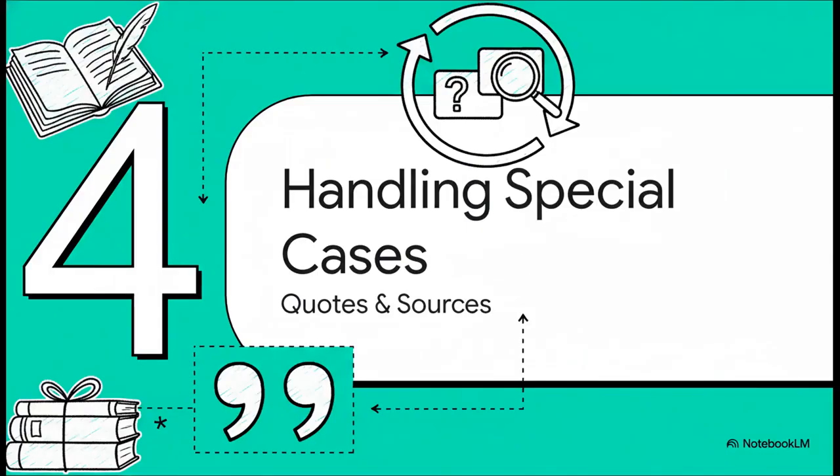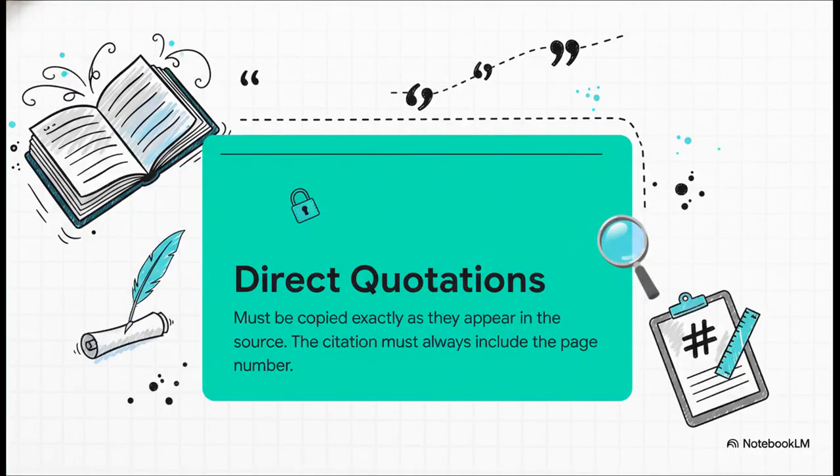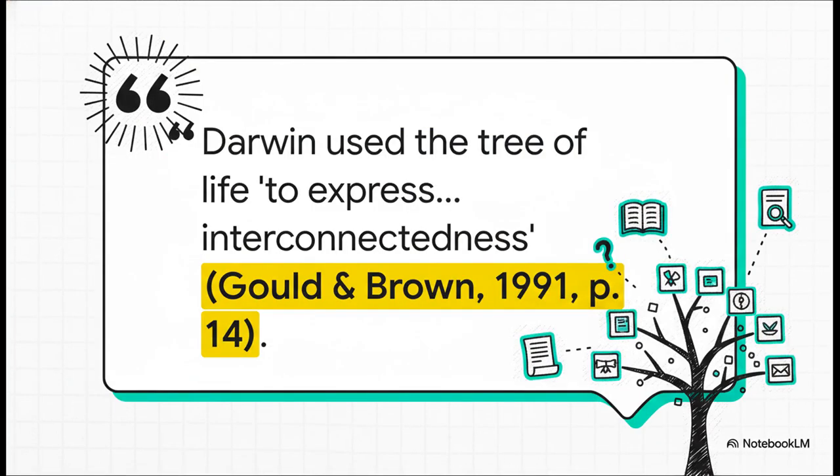Okay, you've got the basic signposts down, but what about those trickier situations? Like when you're quoting someone word for word, or you're talking about a source that you haven't actually read yourself. When you use a direct quote, the rule is simple and it is absolute. You have to copy it exactly as it appears in the original. I mean, word for word, comma for comma, even if there's a typo. And, this is the crucial part, you must always include the page number where you found it. Here's a perfect example of what that looks like. Notice at the end, it's not just the authors and the year. You've got that specific page number, p. 14. For a direct quote, this is totally non-negotiable.